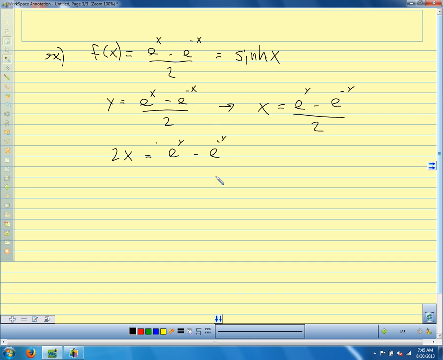We don't want that. So there's a nice little trick to use on equations like this. This type of thing comes up fairly often, so it's good to know this trick. We're going to multiply through by e to the y. So I'm going to multiply everything by e to the y.